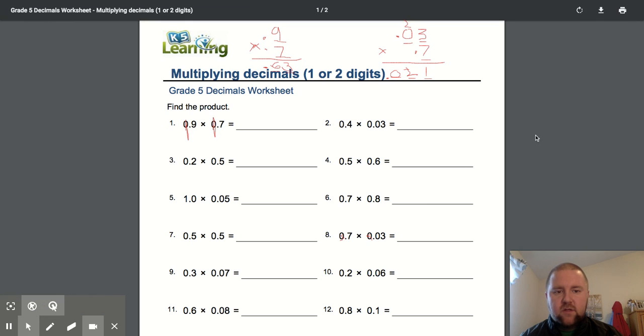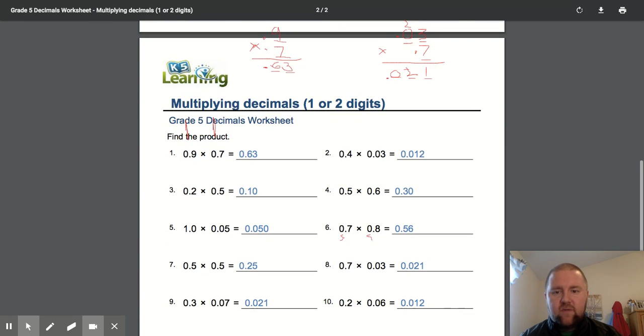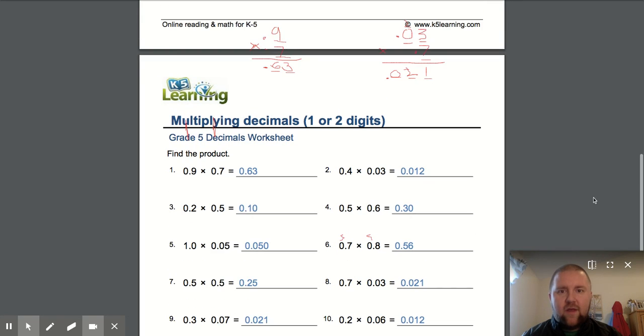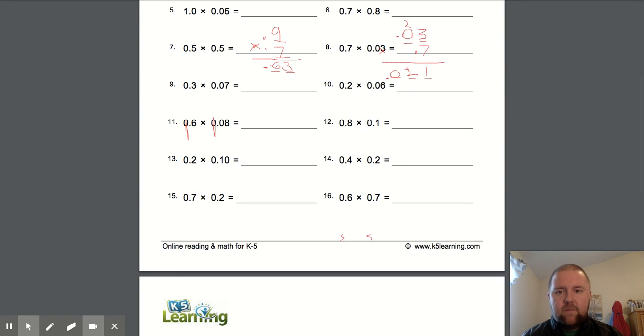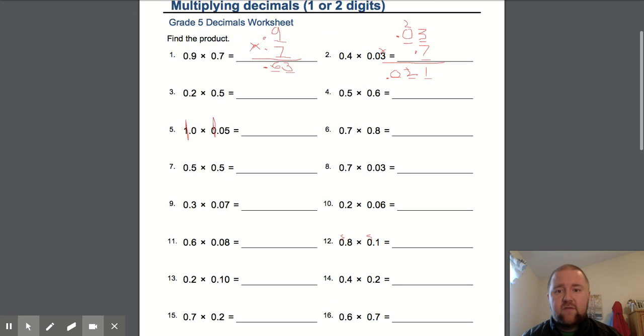All right. So then if we want to check on the bottom again to see that we have the correct answers, we've got 63 hundredths. And then also for number 8, we have the correct answer of 21 thousandths. I think those are the biggest tips that you guys need for getting through these activities today.